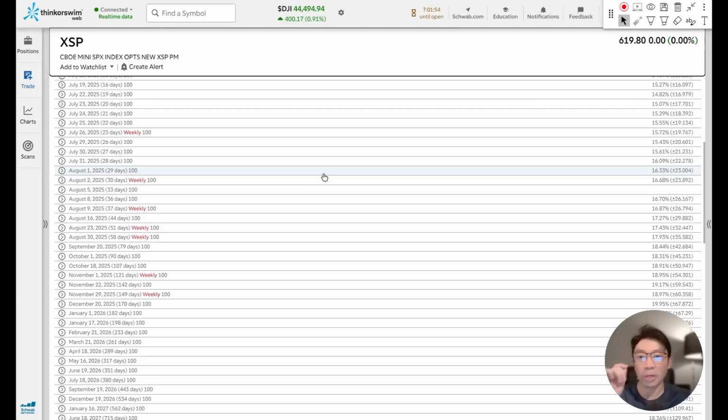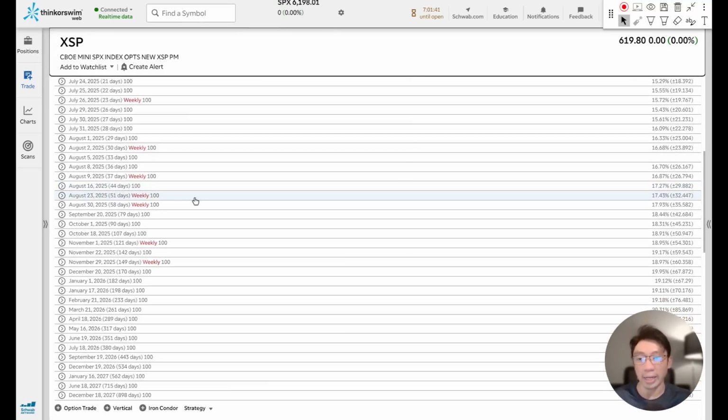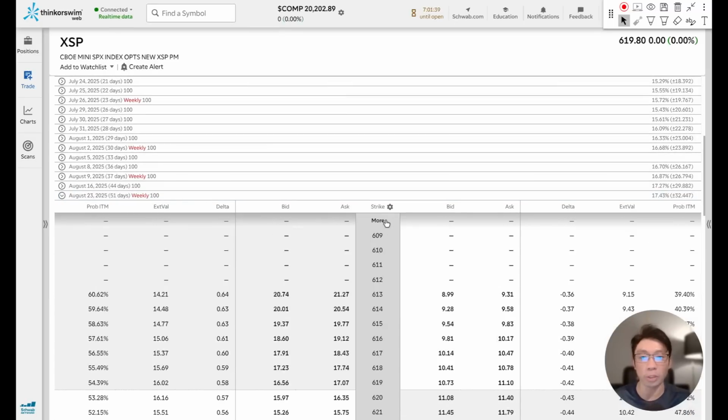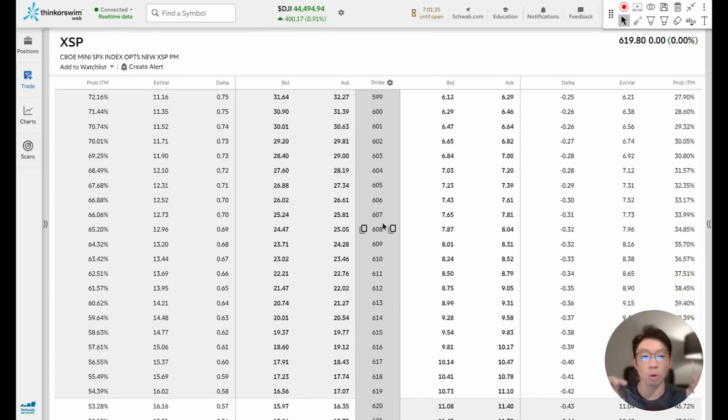And this is very good if you do not want to get assigned any shares whatsoever, because there is no assignment of shares and there is no early assignment. So you can hold the trade all the way to expiration, and it is actually very helpful for the put ratio spread, because the put ratio spread is what I call a very slow spread.